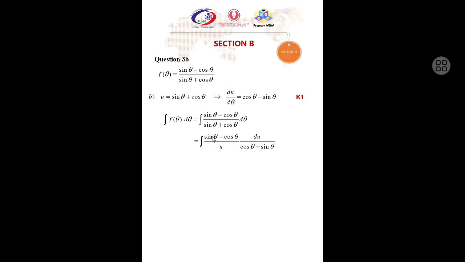So numerator you copy back sine theta minus cos theta. Denominator is your u. So change into u. And then d theta here, you get from here: du over cos theta minus sine theta equals d theta. Okay, here I substitute here.